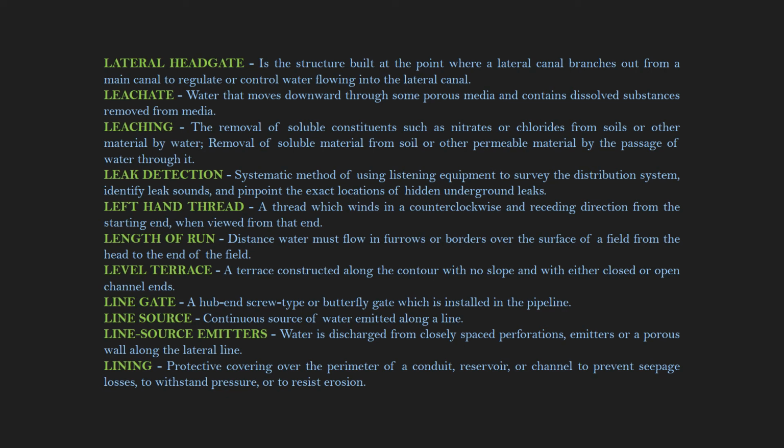Level terrace: a terrace constructed along the contour with no slope and with either closed or open channel ends. Line gate: a hub-end screw type or butterfly gate which is installed in the pipeline. Line source: continuous source of water emitted along a line. Line source emitters: water is discharged from closely spaced perforations, emitters, or a porous wall along the lateral line. Lining: protective covering over the perimeter of a conduit, reservoir, or channel to prevent seepage losses, to withstand pressure, or to resist erosion.